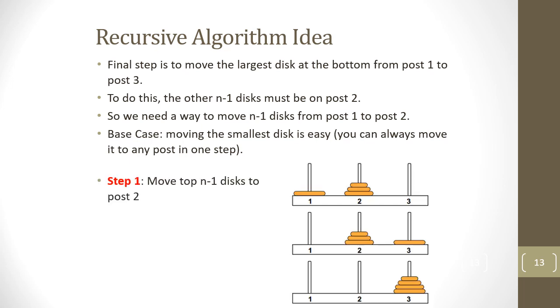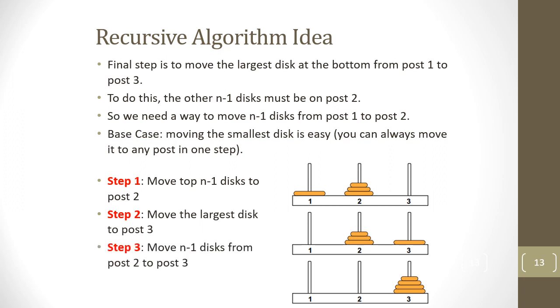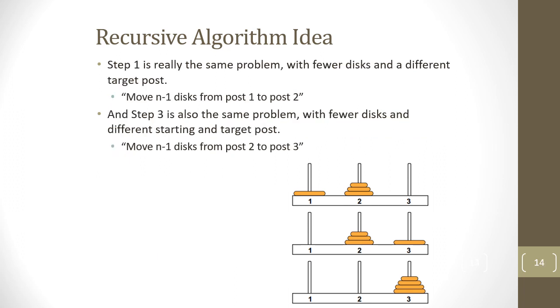So step number 1 should be to move the top n-1 disks to post 2. And then in step 2, we move the largest disk to post 3 from post 1. And then step 3, move n-1 disks from post 2 to post 3. If you note, step 1 is really the same problem, but with fewer disks and a different target post. That is moving n-1 disks from post 1 to post 2. And step 3 is also the same problem with fewer disks and different starting and target posts. That is moving n-1 disks from post 2 to post 3.